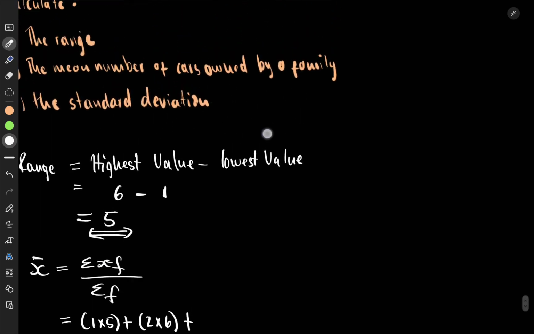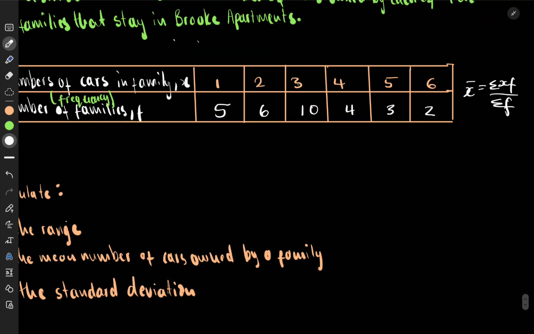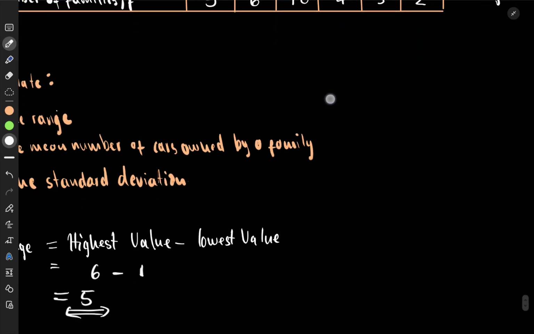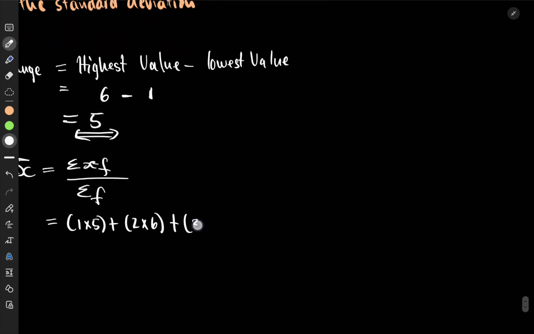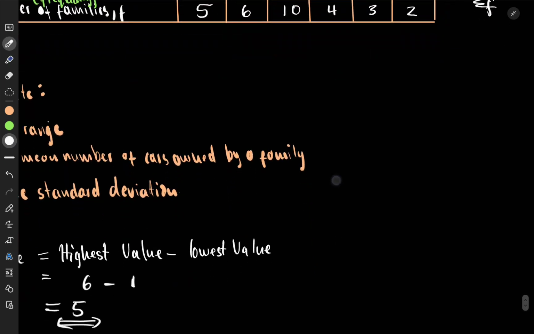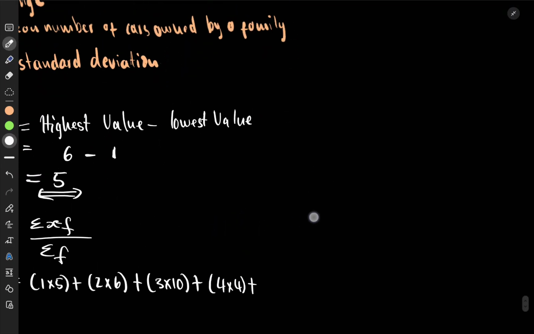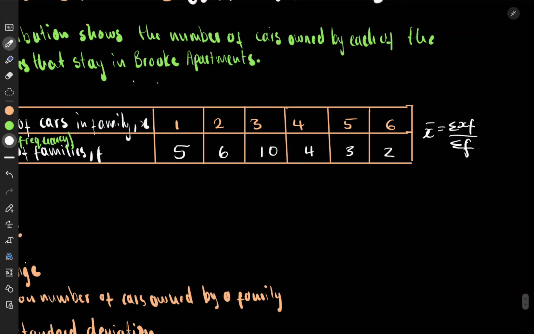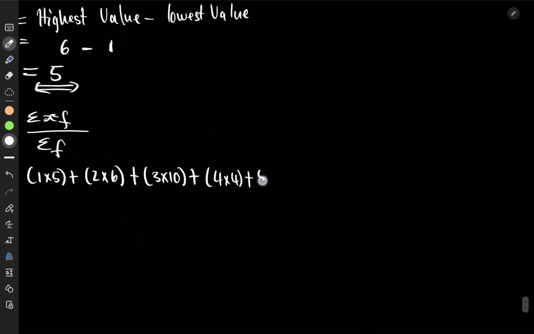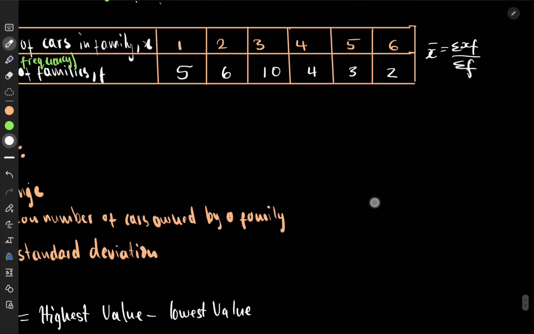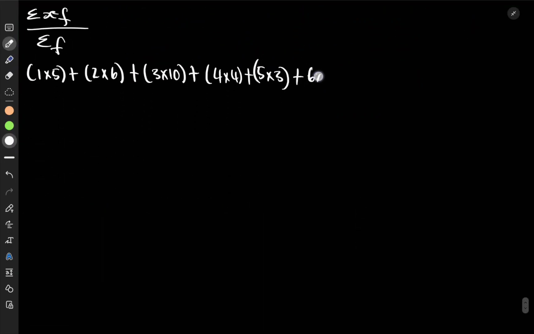Plus X times F again, which is 3. That's the next X, and its F is 10. So plus, in bracket, 3 times 10. Then plus, we go to the next, 4 by 4, right? So it is 4 times 4. Then plus 5 times 3, that's the next one. Then the last one is going to be plus 6 times 2.